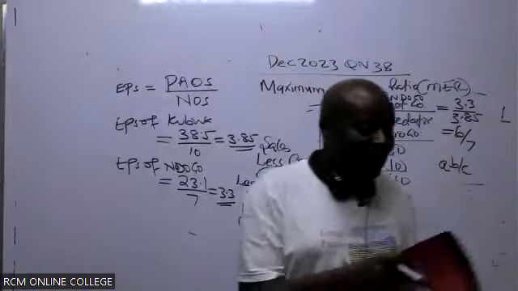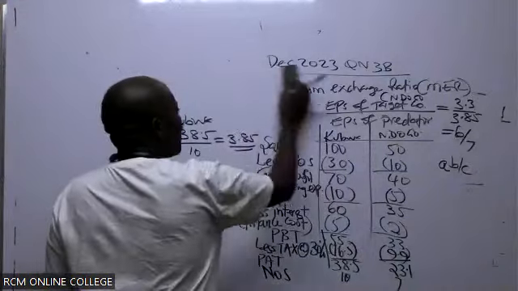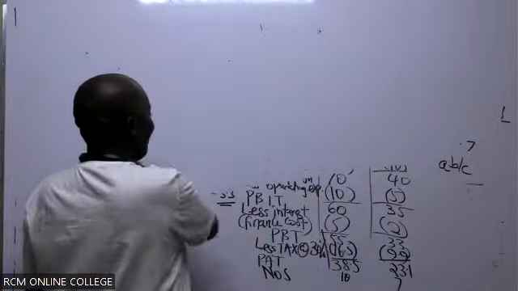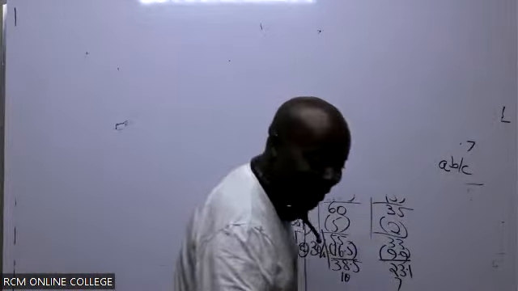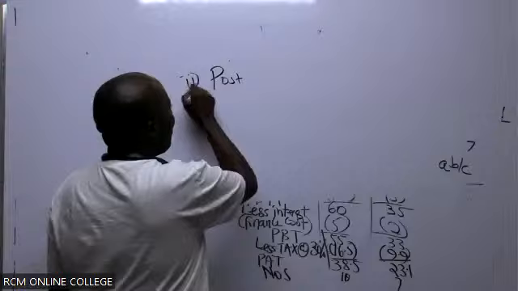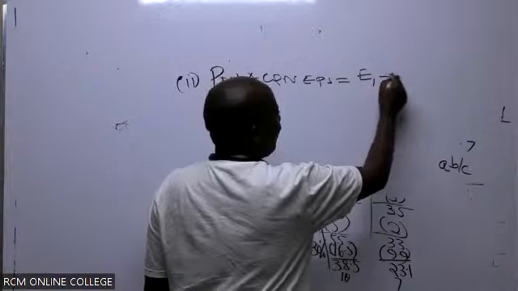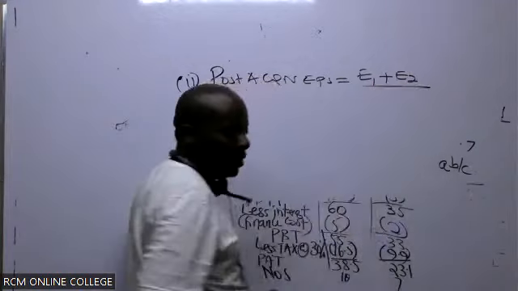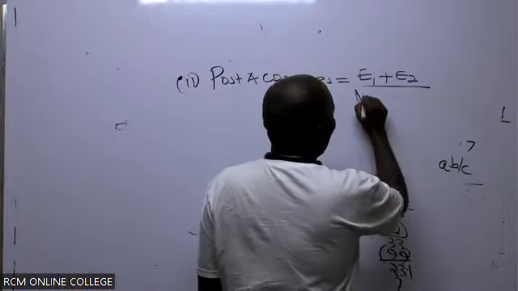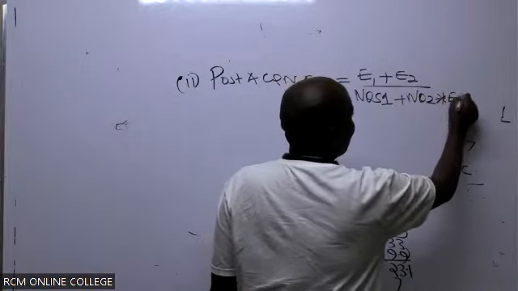Anytime we talk about post-acquisition EPS, it will be earnings of company 1 plus earnings of company 2, divided by their respective numbers of ordinary shares, so NOS 1 plus NOS 2 times what we call the exchange ratio.